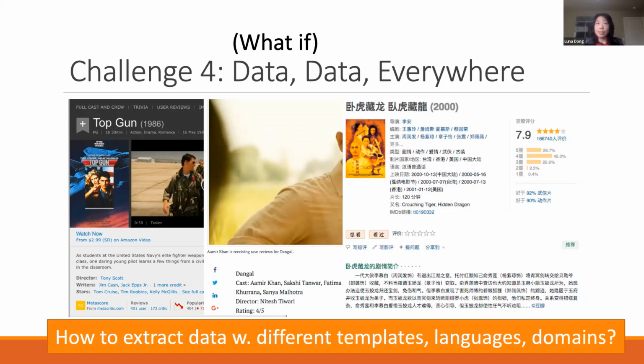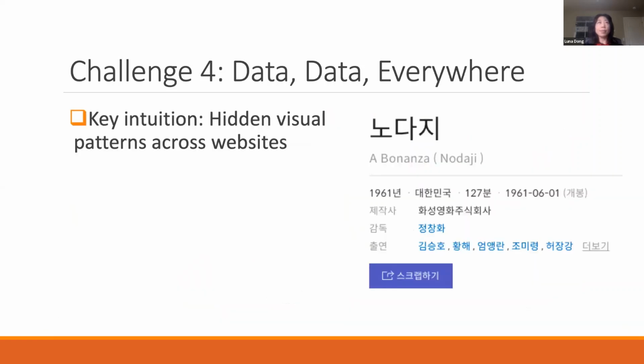The challenge is you can see that different pages have very different layouts, and so it's hard to train one extraction model for it. And even more, they are in different languages, they could be in different domains. And so how to do the extraction at the web scale. So here the key intuition is that there is typically some hidden visual patterns across the different websites.